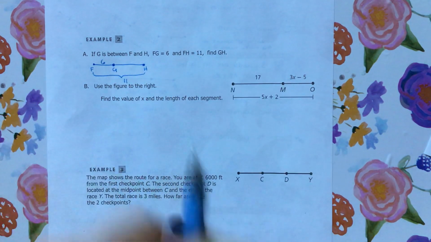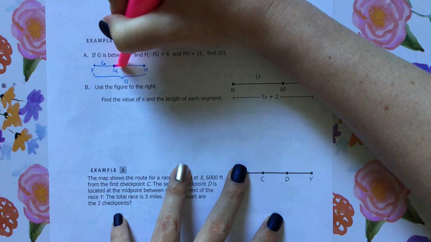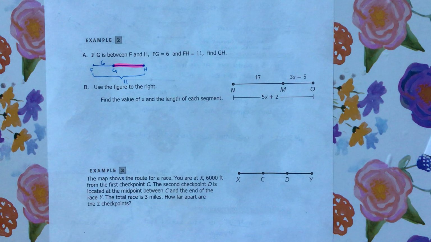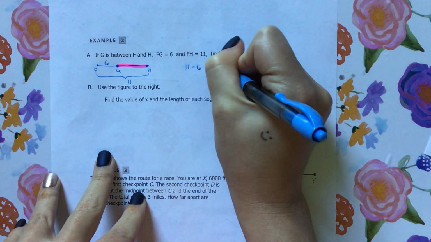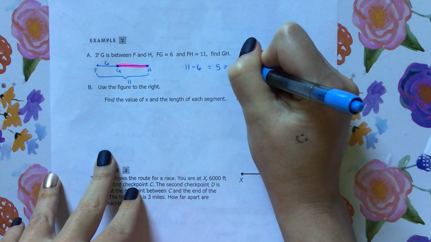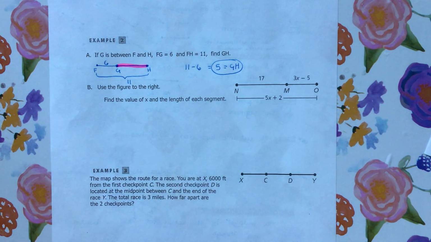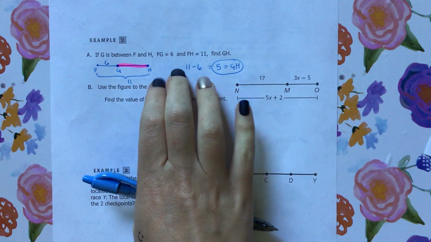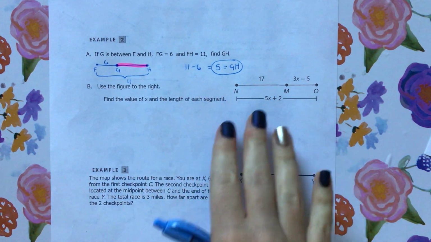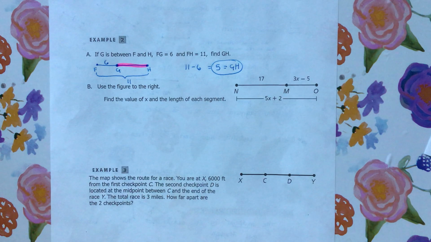We're trying to find GH. So I will highlight that for you. We're trying to find the length from G to H. Well, if I know that the whole thing is 11 and part of it is 6, I can take 11 minus 6, getting me 5, which is going to equal the length of GH. And we're done with that. Now we're going to apply this very same concept that we used in example A, and we're going to use it in example B, but now we just have a little bit of algebra in there.